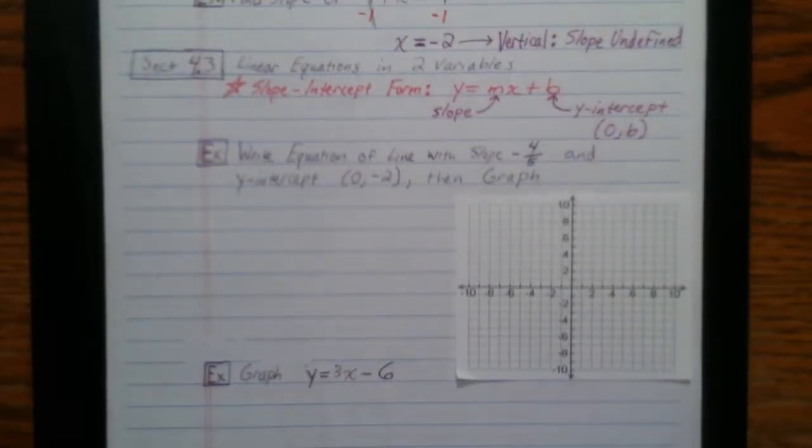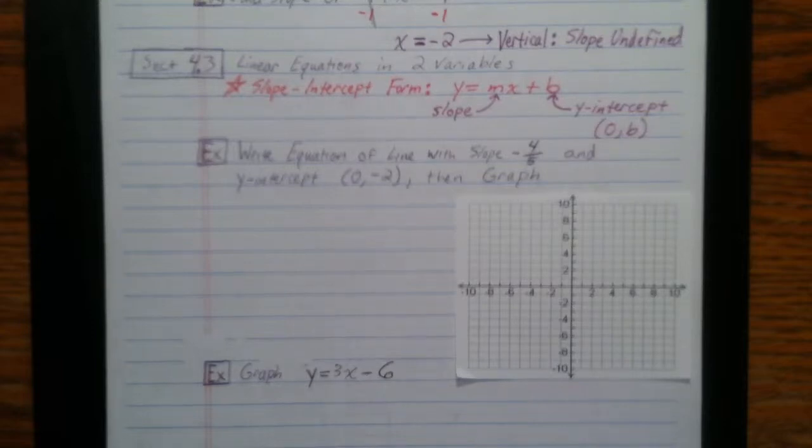Section 4.3, linear equations in two variables. Now in 4.2 we took a look at graphing equations when given to you in what is called standard form, and that was a pretty useful method when they are in that form. Here in 4.3 we're going to look at graphing equations when they're given to you in what's called slope-intercept form, and when this is the case it makes more sense to use a different approach.